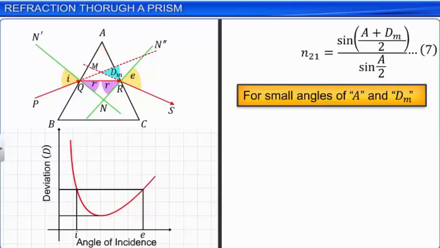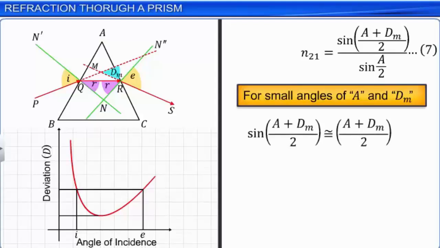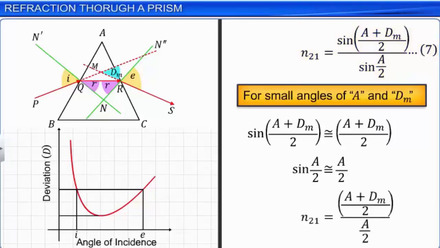Substituting these values in equation 7, we get n21 is equal to ((A + dm)/2) by (A/2). On simplification, we get dm is equal to A into (n21 minus 1). Therefore, for prisms of small refracting angles, minimum deviation is small and is independent of the angle of incidence. Let us apply these formulae and solve some examples.